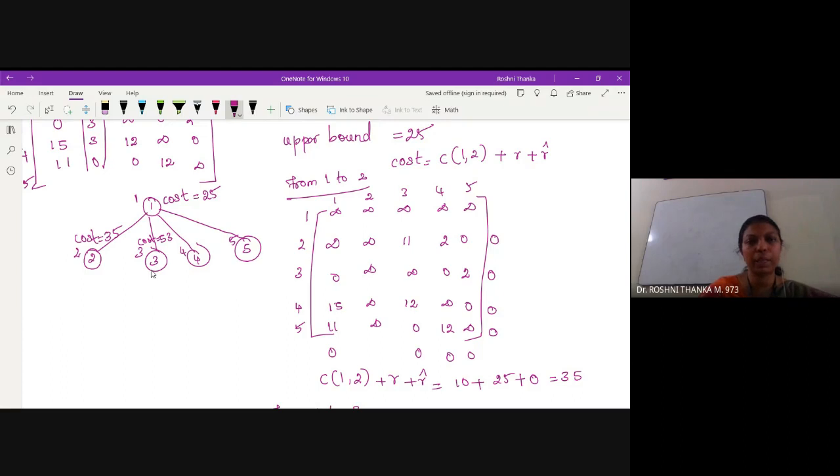We will be proceeding level wise with the one that has the minimum cost. Then based upon the upper bound value, we will be killing the nodes which cross the upper bound. So that is how you have to proceed. The rest we will be seeing in the next class.